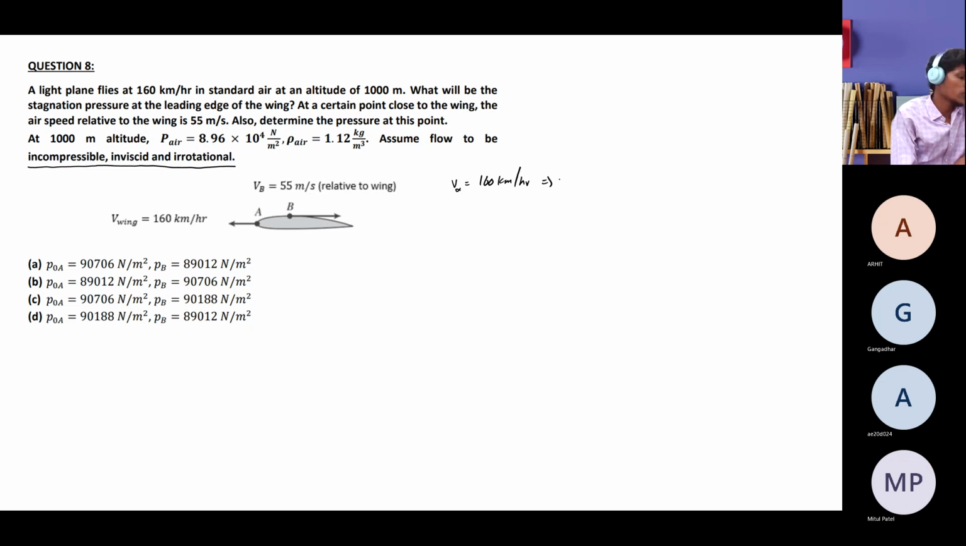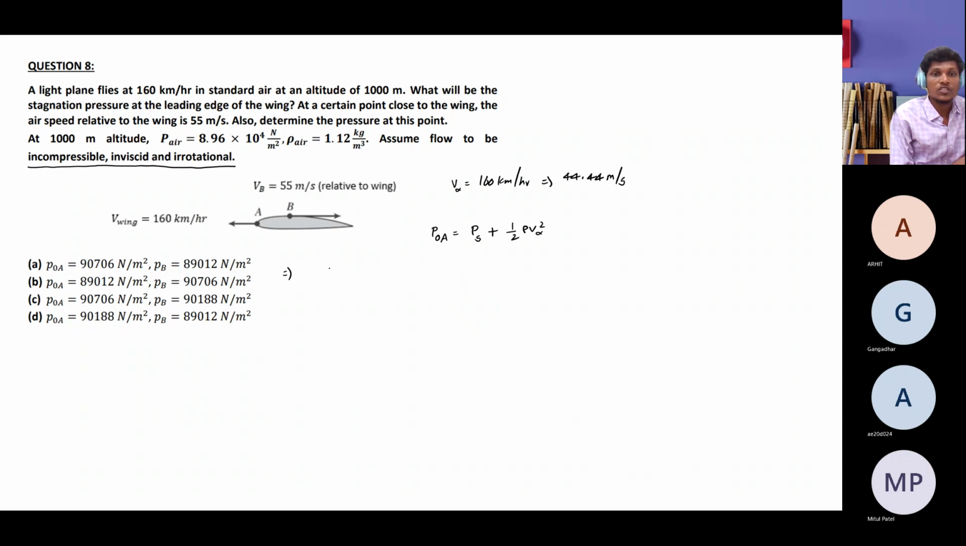If you convert that to meters per second, you will get 44.44 meters per second, because we want to use the same system of units. So then how can you calculate the stagnation pressure? Stagnation pressure at point A, P naught at A, equals the static pressure in the free stream plus half rho free stream velocity square.